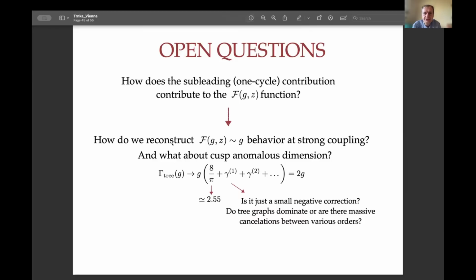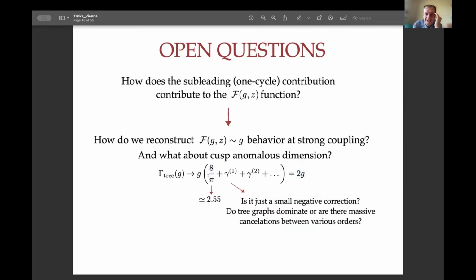So now this brings us to the big question here. Maybe the F function is too complicated and there are just too many moving pieces. But if we just restrict ourselves to looking at the gamma cusp, we should get the leading behavior to be 2G.